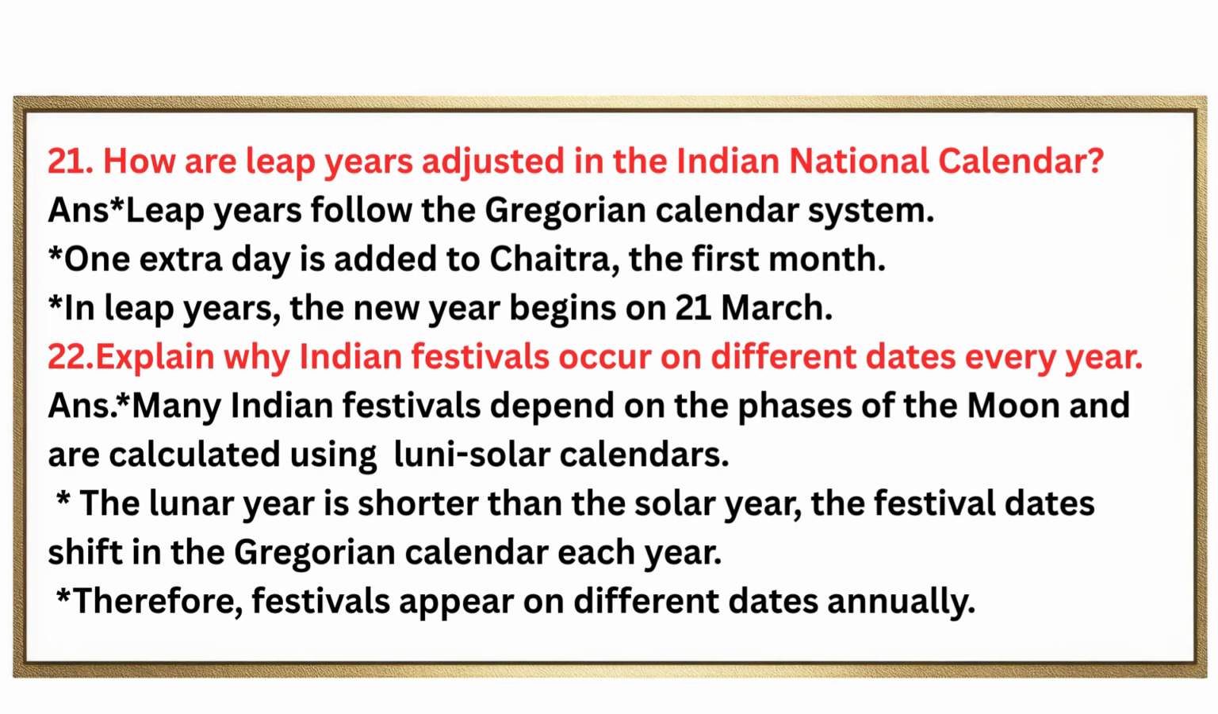Question number 21. How are leap years adjusted in the Indian national calendar? Answer. Leap year follows the Gregorian calendar system. One extra day is added to Chaitra, the first month. In leap years, the new year begins on 21st March.